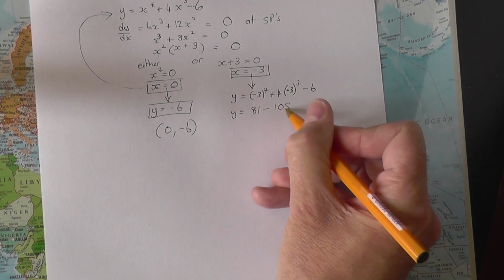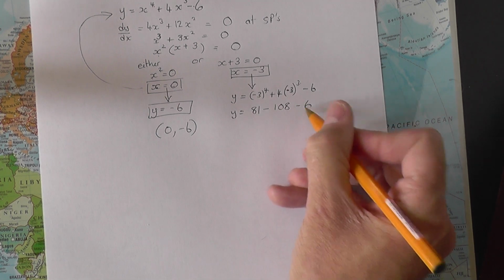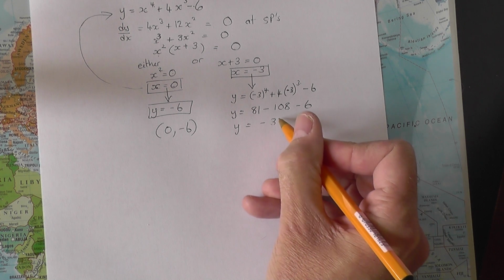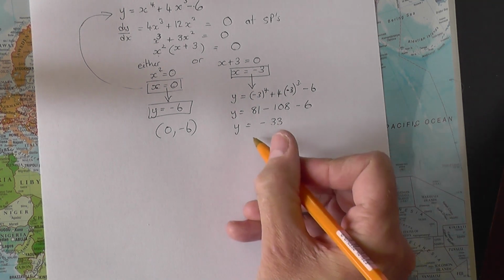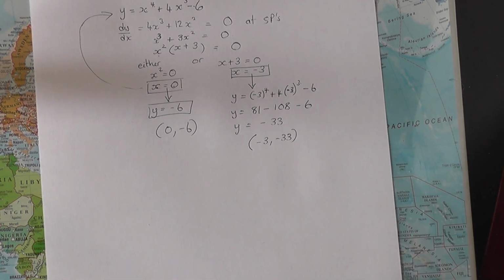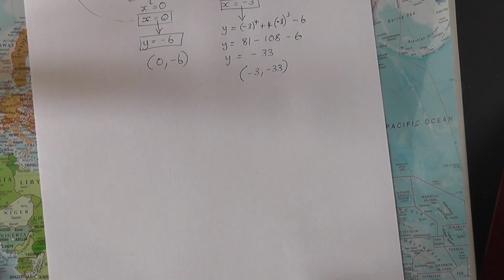So I think that's minus 108. And then you subtract 6. You work that through, I think you get an answer of negative 33. So the second stationary point is minus 3, minus 33. What we need to do now is decide what type of stationary points they are.